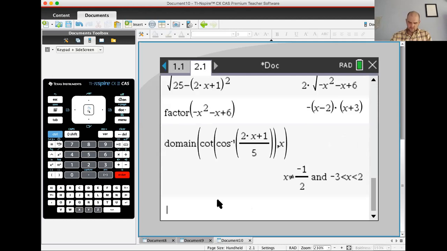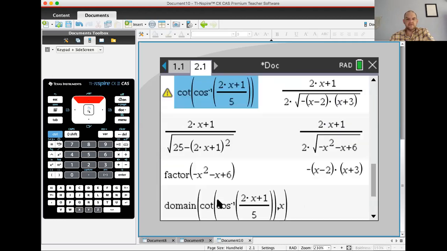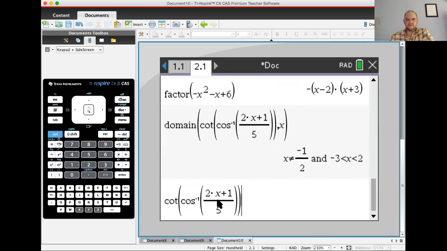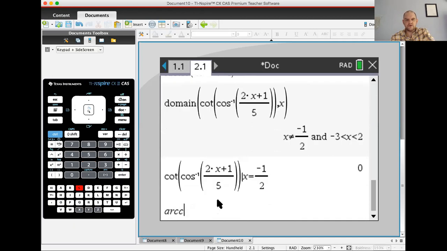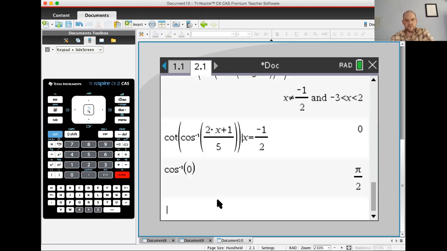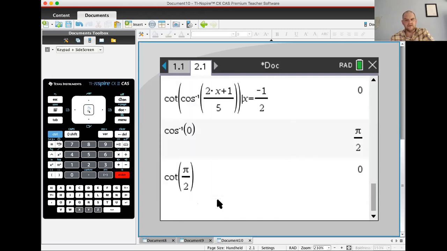We get this, and then why is it saying that? I think that's wrong. Let's see, if x equals -1/2, it's the arc cosine of, so it's the inverse cosine of 0, which is going to be pi over 2, and the cotangent of pi over 2 definitely exists.